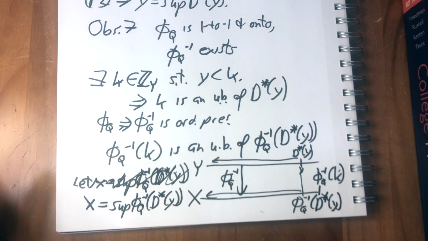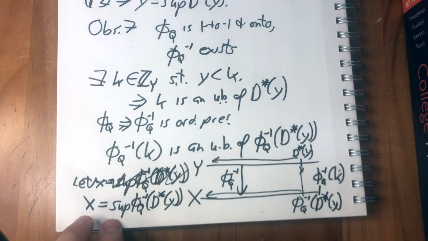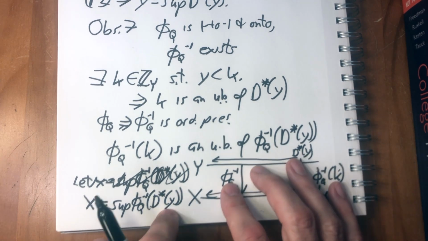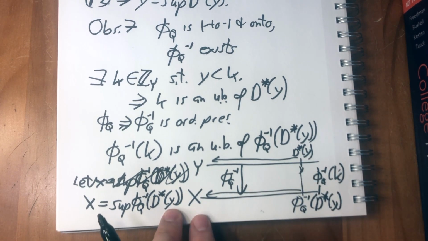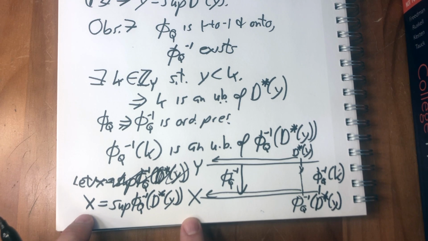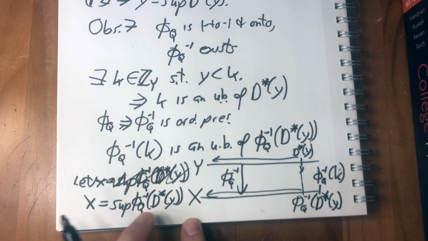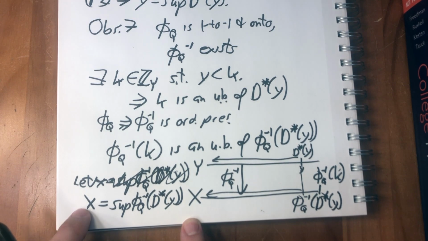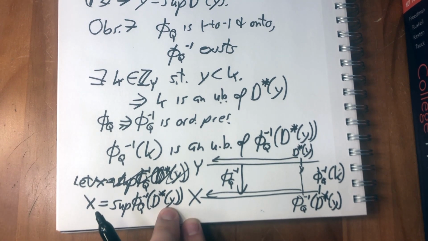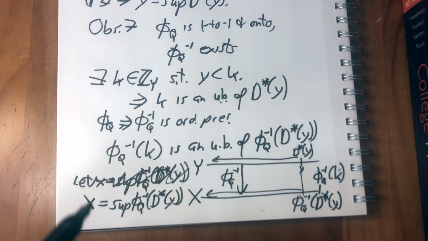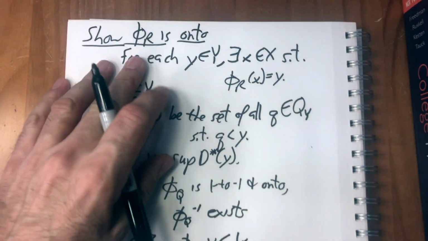Okay. Now, what we have to do is show that if you take phi r of x, it equals the original y, which we started as arbitrary. This y can be any element of the set Y. And if you set x to be the supremum of this set, then you take phi r of that number and you'll get y in return. That will show that phi r is onto. Okay.